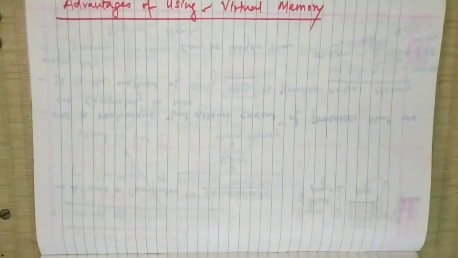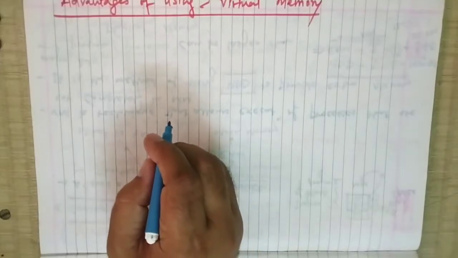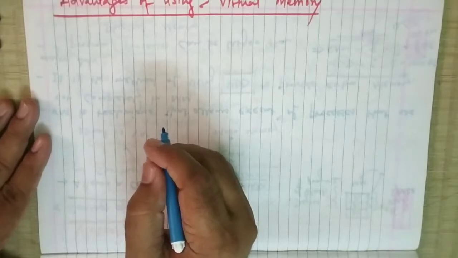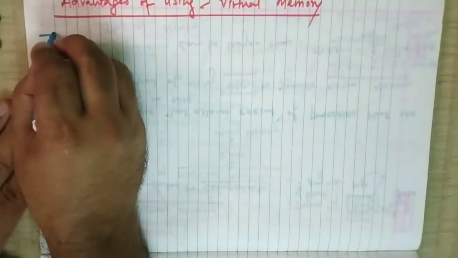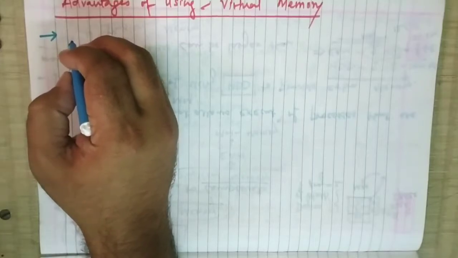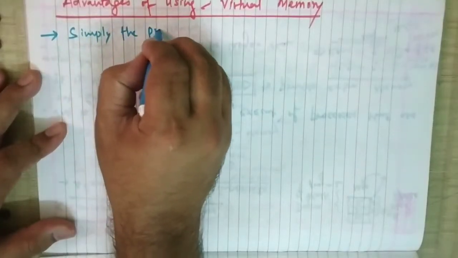The ability to execute a program that is only partially in the main memory would give many benefits. We'll see the benefits. A program would no longer be constrained by the amount of physical memory that is available. Users would be able to write programs for an extremely large virtual address space, simplifying the programming task.